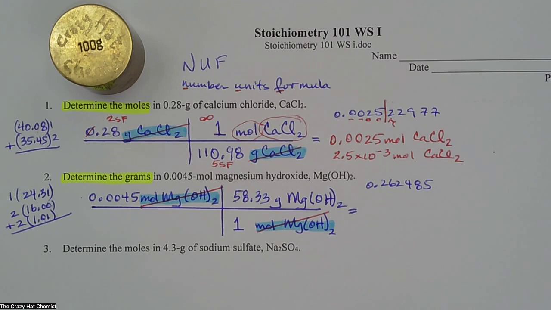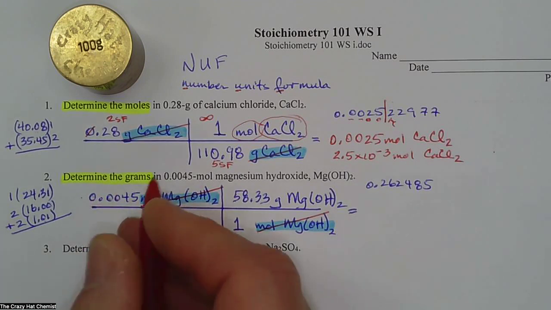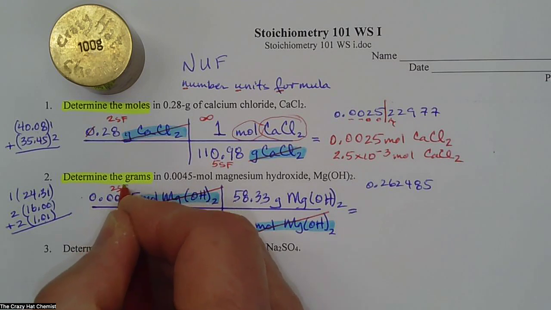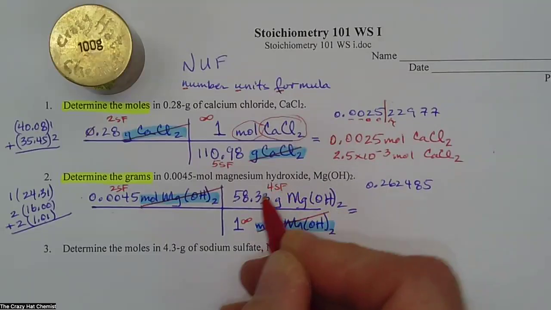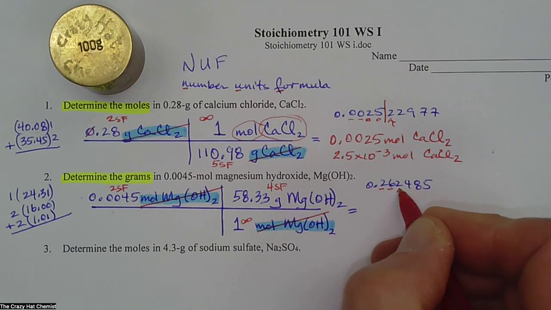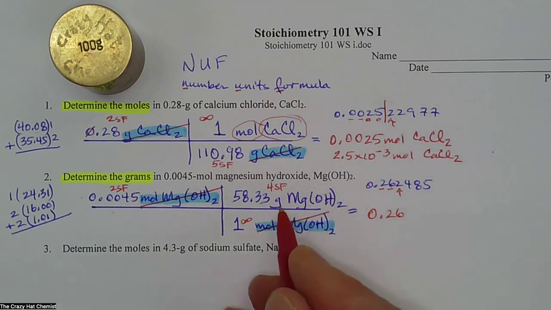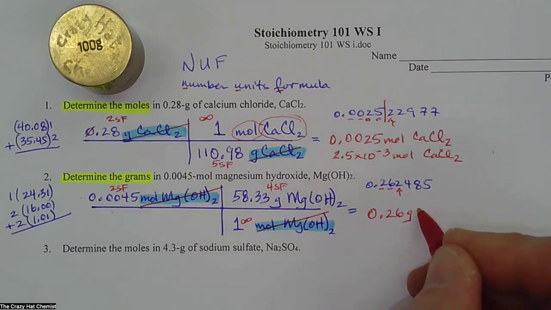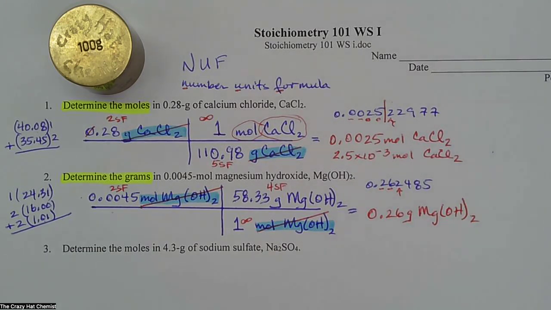Then what we're going to do is we're going to round this number, but we have to look at the number of significant figures. Remember, leading zeros don't count, but they're placeholders. This has 2 significant figures. This has an infinite number of significant figures, and this has 4 significant figures. So this answer will be rounded to 2 significant figures. So it would be 0.26. The units are grams. The formula is MgOH2. Perfect. So it's 0.26 grams of magnesium hydroxide.